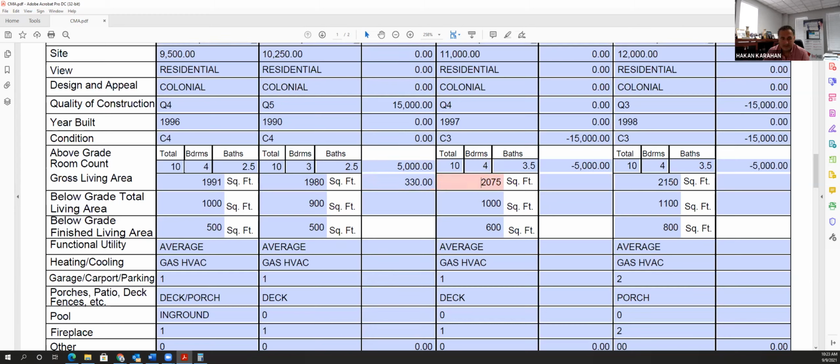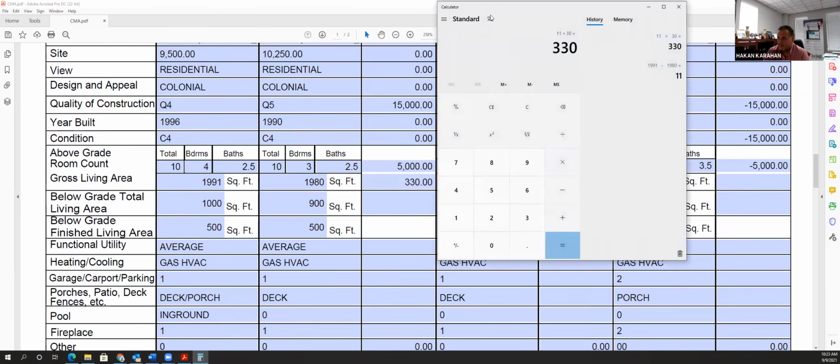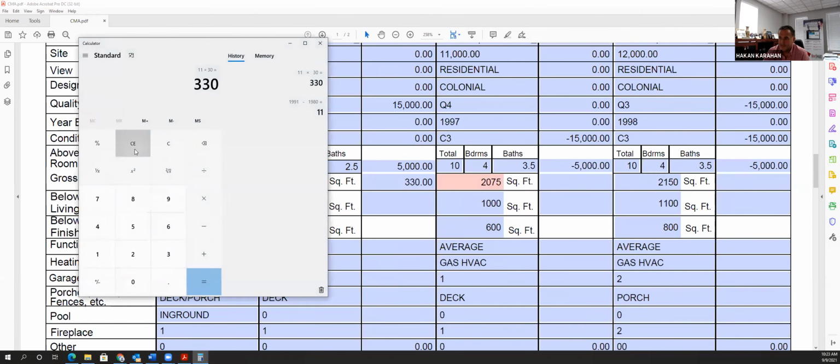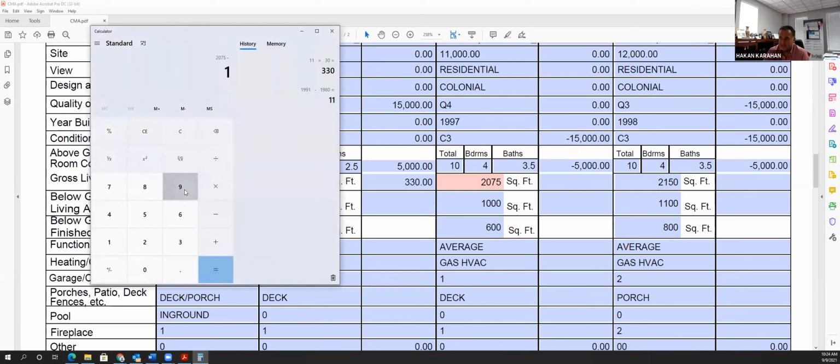Now, for this property, we have 2,075 square feet minus our comp, which was 1991, times 30.